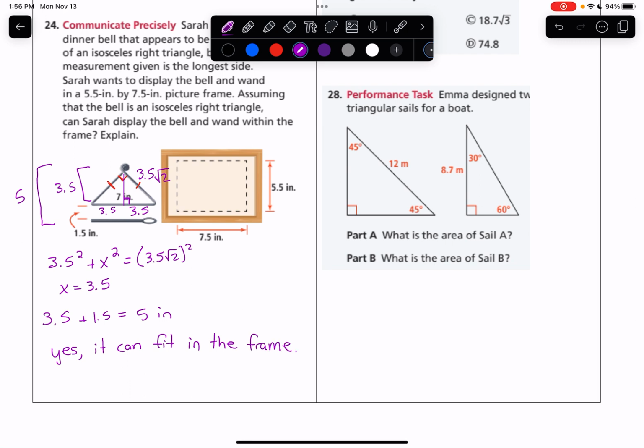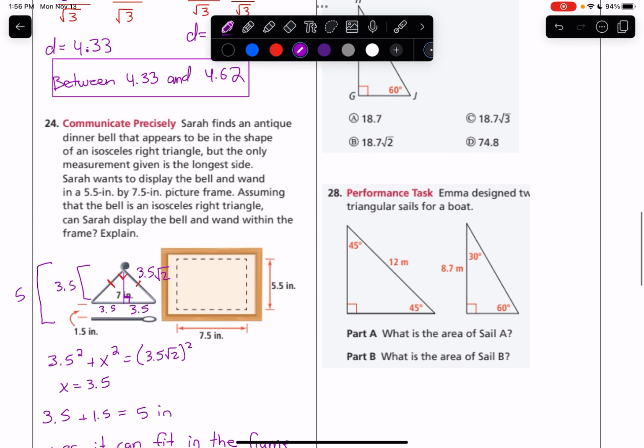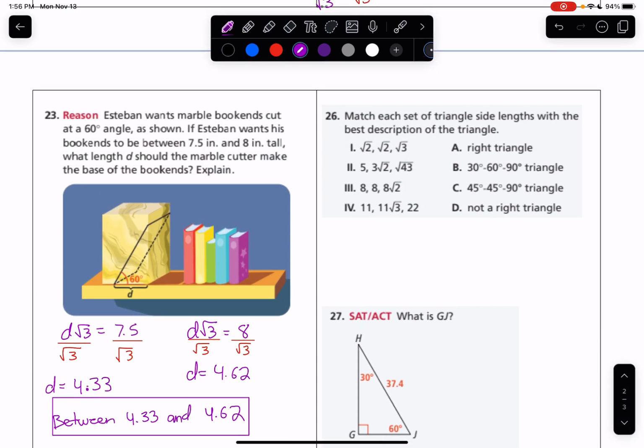All right, let's see next. Number 26, match each set of triangle lengths with the best description of a triangle. So if a triangle has square root of 2, square root of 2, and square root of 3, that's one of them. The other ones might be easier to pick out. Like number 3 is easy. 8, 8, and 8 root 2 is C. That's a 45, 45, 90 right triangle.